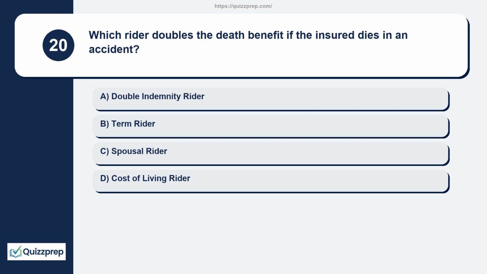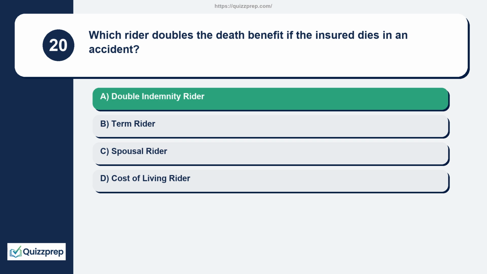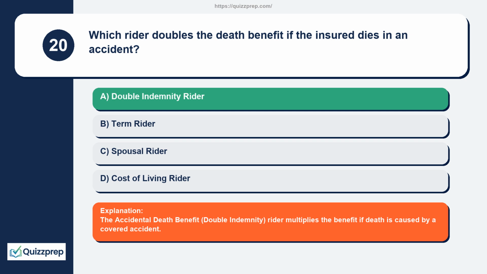Question 20. Which rider doubles the death benefit if the insured dies in an accident? Double indemnity rider, term rider, spousal rider, cost of living rider. The accidental death benefit, double indemnity rider, multiplies the benefit if death is caused by a covered accident.